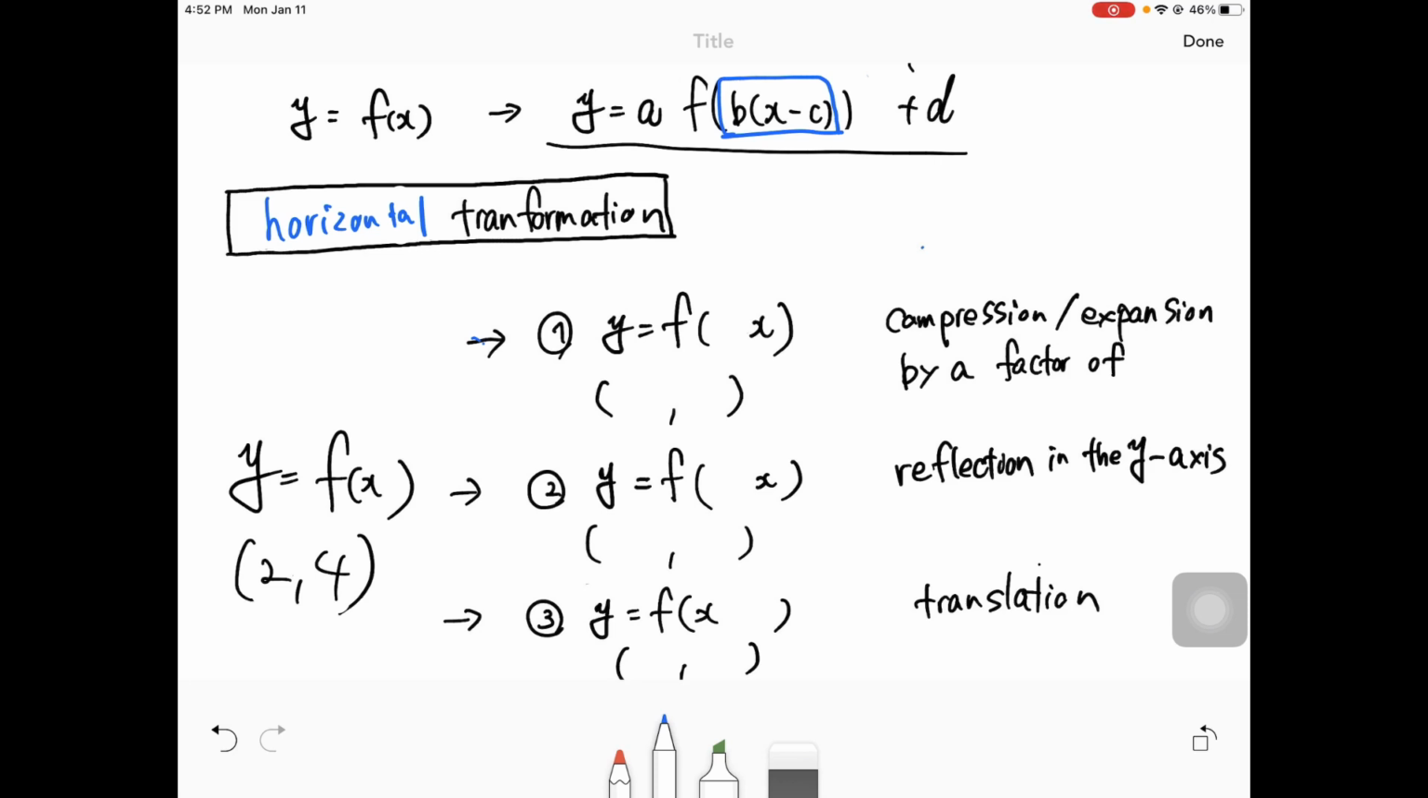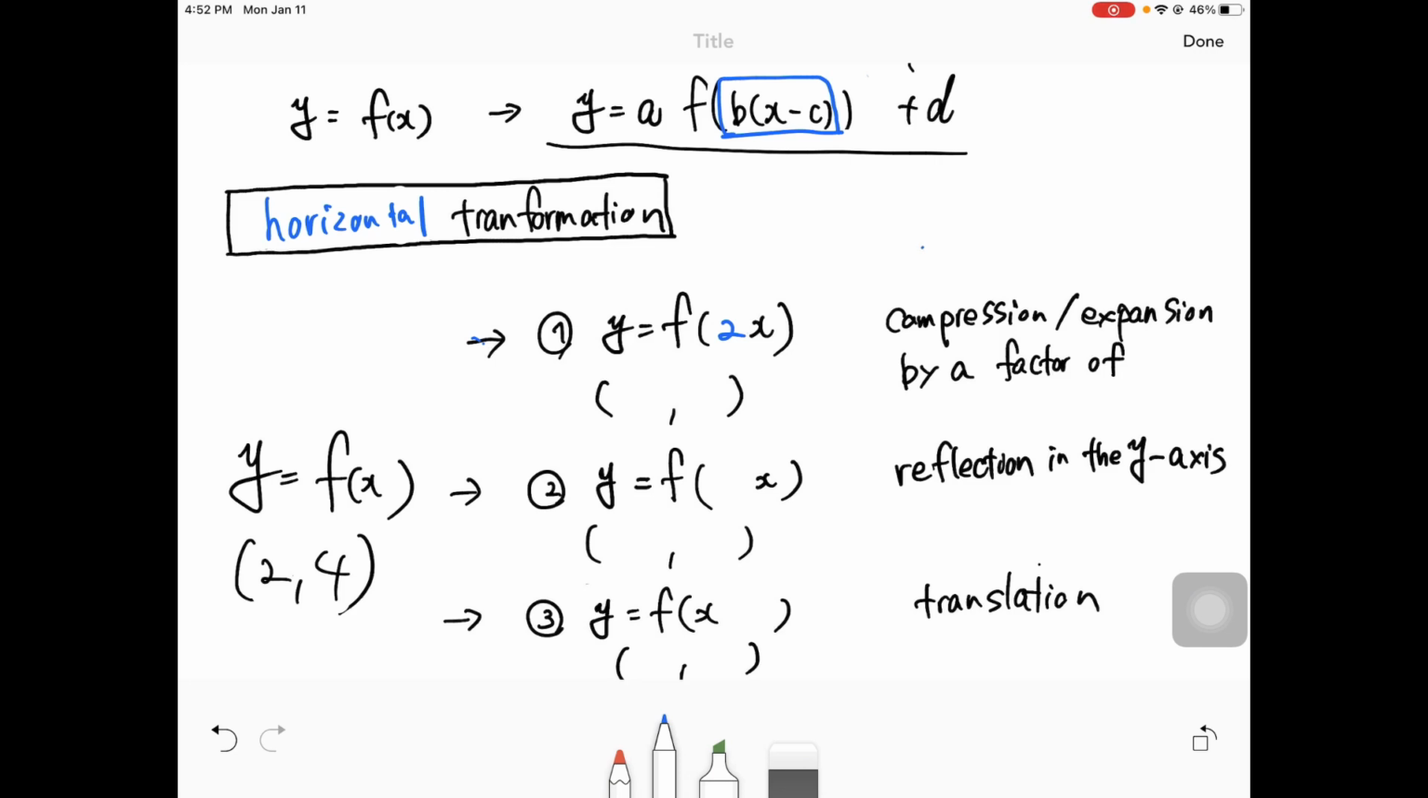There are three kinds of horizontal transformations. To explain about it easily, I put y equal f of x here, which has the point 2, 4, and I transform f of x into three kinds of function. Okay, the first one, let me put the a here. Let me put 2 here.